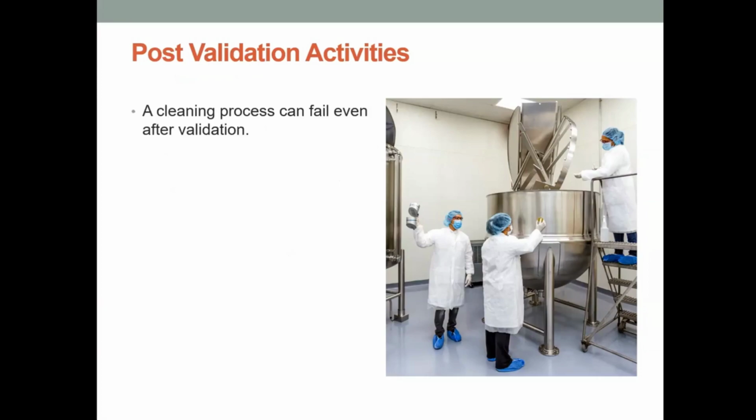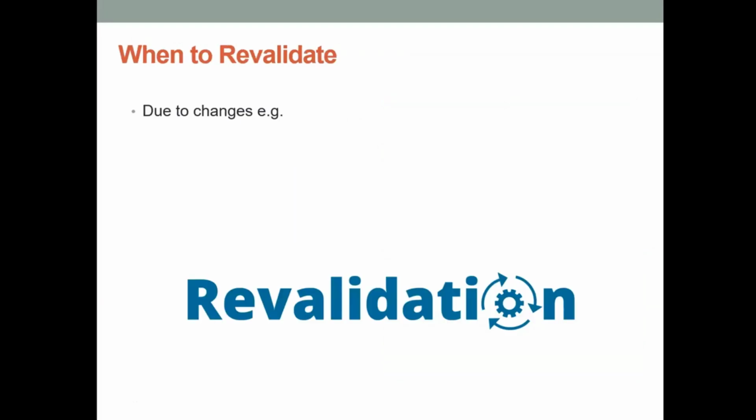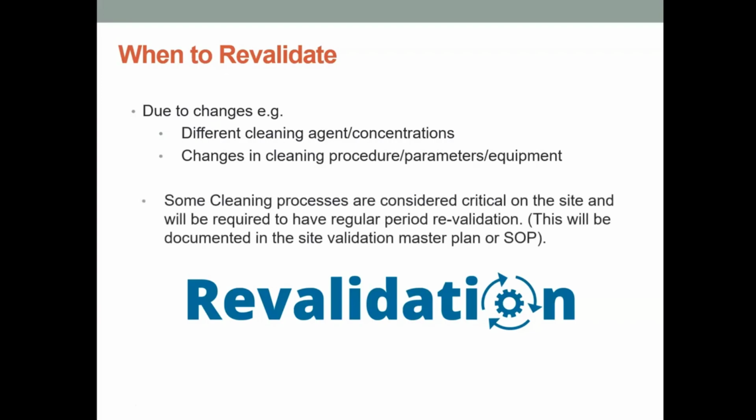Post-validation activities. A cleaning process can fail even after validation. Cleaning verification should be performed frequently to confirm the effectiveness of the cleaning procedure. When to revalidate. The first reason is due to changes. For example, if you change your cleaning agent or your concentration, if you changed your cleaning procedure, parameters, or the equipment. Some cleaning processes are considered so critical on the site and they will be required to have regular periodic revalidation, and this will be documented in the Site Master Plan or in an SOP.